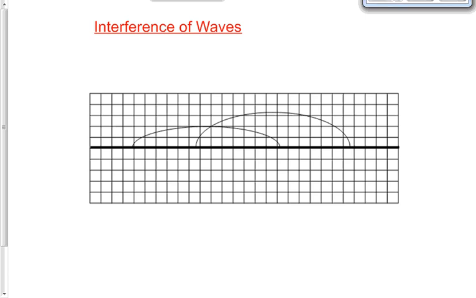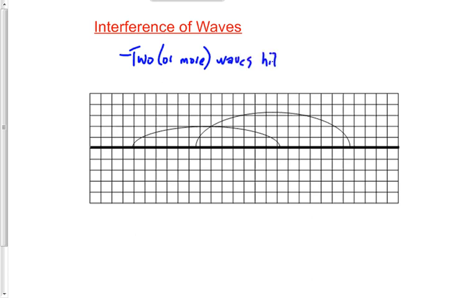What happens when one wave going in one direction hits another wave going in another direction? We just saw a little demonstration where we had a slinky wave going on one side, another slinky wave coming from the other end on the same side, and we ended up getting a bigger slinky wave. We call that constructive interference. Interference of waves occurs when two or more waves hit each other and combine.